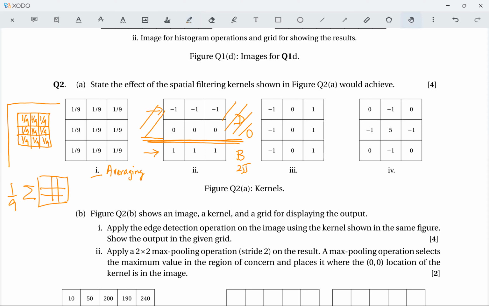So therefore, you can see this is a dark to bright transition. So therefore, this is a horizontal edge that is detected. It's a vertical gradient kernel. Or horizontal, detects horizontal edges.